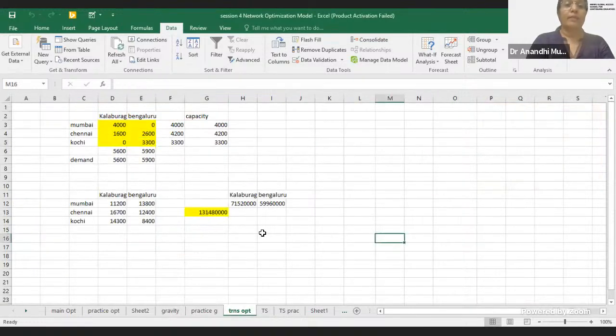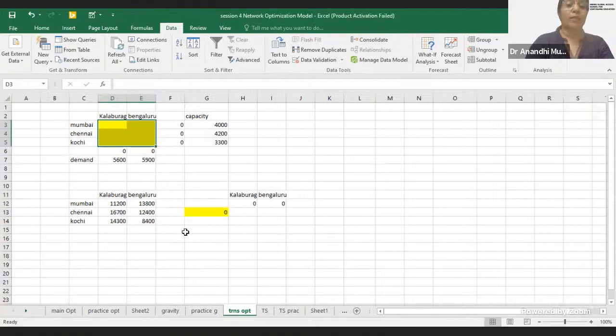Okay, fine. So this is what is being plotted: the cost incurred from Mumbai to Kalaburgi, Mumbai to Bengaluru, Chennai to Kalaburgi, Chennai to Bengaluru. And this is the demand at Kalaburgi and Bengaluru. And this is the capacity of the Mumbai plant, Chennai plant, and Kochi plant. So I need to find out the optimum cost. And I want the system to suggest, if I want to keep the cost optimum, from where I should procure how much. So this is going to carry my objective function. I want the figures to be suggested here.